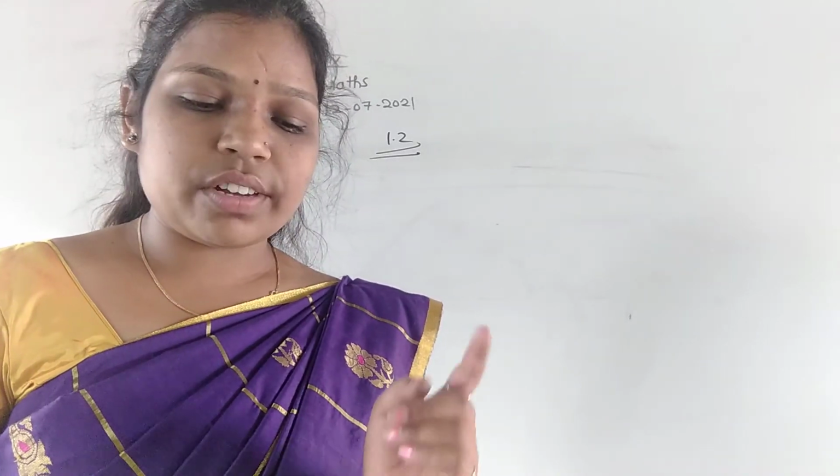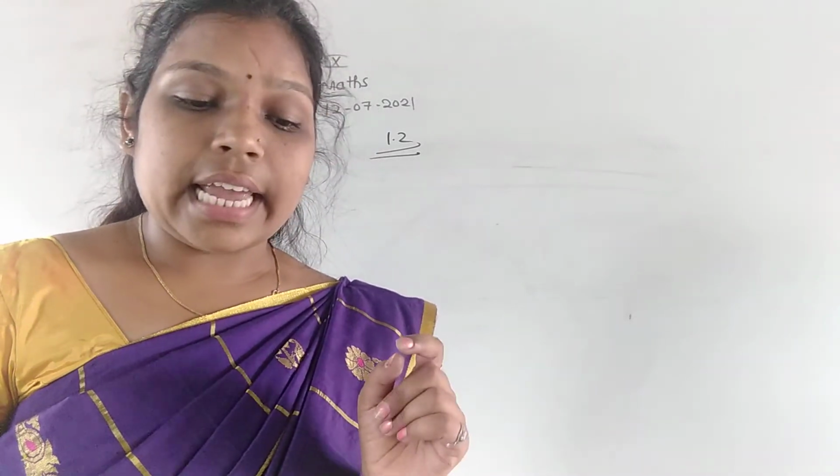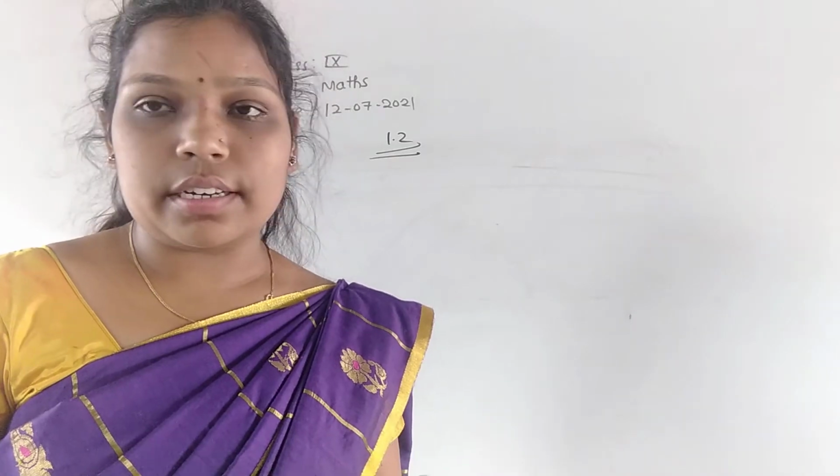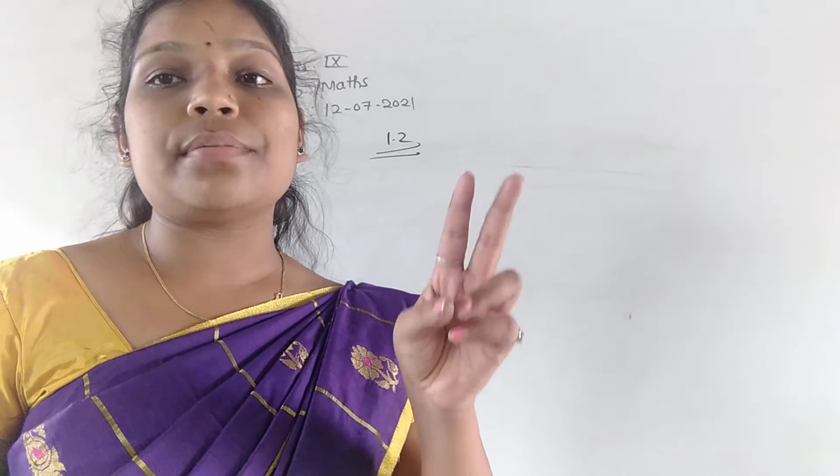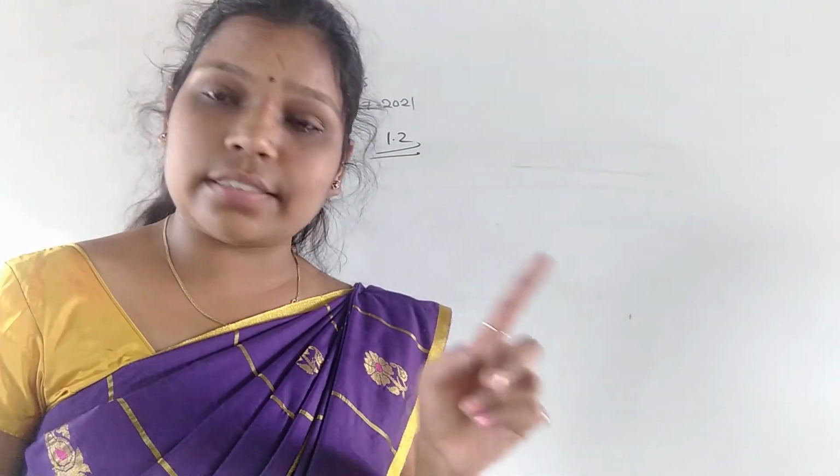So what is the first statement here? Every irrational number is a real number. Yes, obviously, because in real numbers only two types are there: rational as well as irrational.